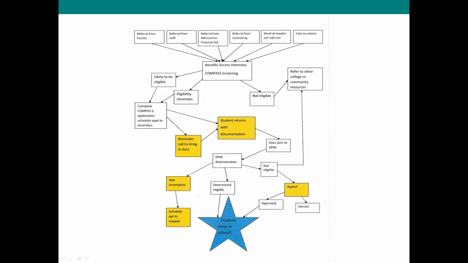So those are the processes. Even down on the right-hand side, you'll see the appeal. And where it's denied, that would be the final thing. The student isn't going to get any benefits.